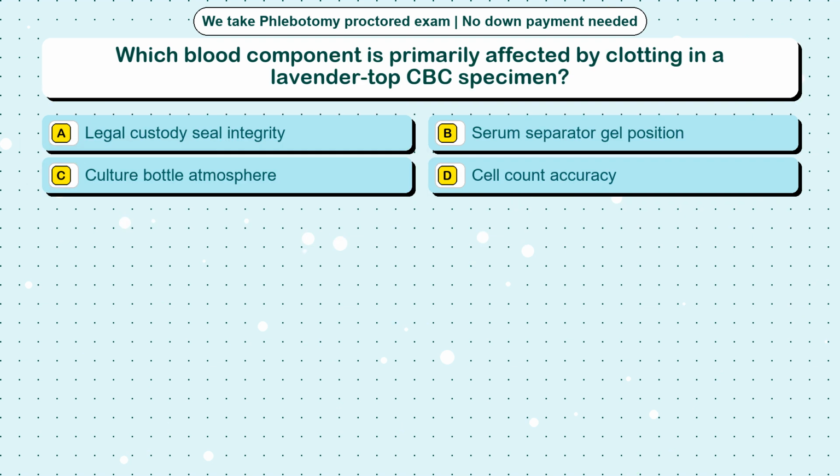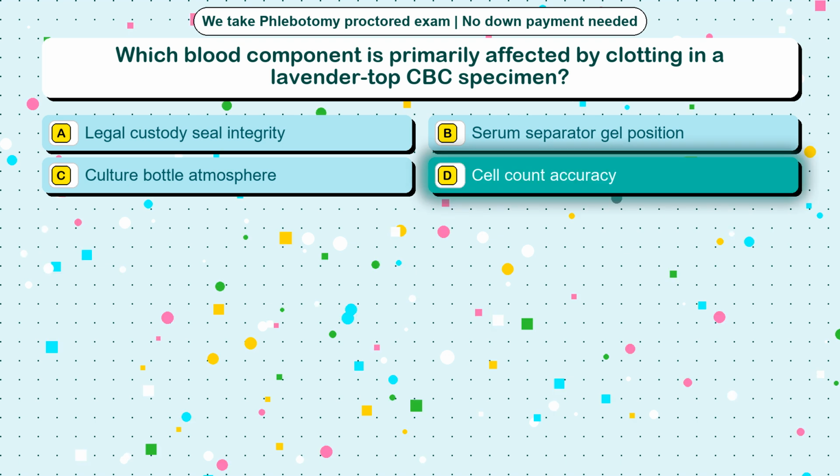Question 66. Which blood component is primarily affected by clotting in a lavender top CBC specimen? Option A. Legal custody seal integrity. Option B. Serum separator gel position. Option C. Culture bottle atmosphere. Option D. Cell count accuracy. The correct answer is option D.